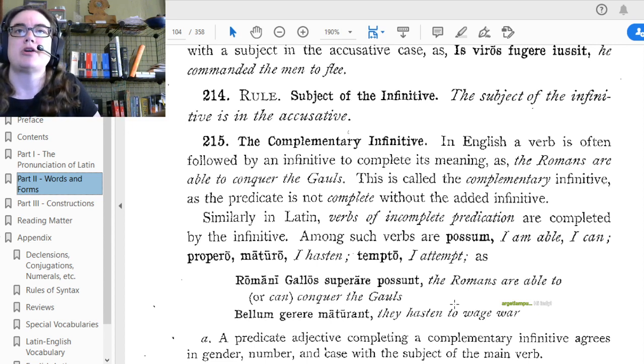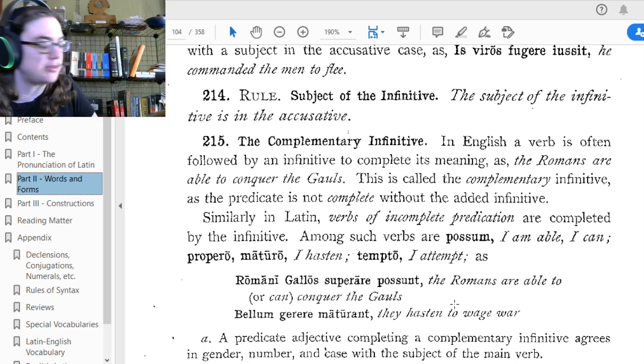Romani Gallo superare possunt. The Romans are able to conquer the Gauls, right? So in this case, we're not doing the accusative infinitive. The Romans are able Gauls to conquer, because the verb needs the infinitive for its meaning. So again, the infinitive can take both an accusative subject and an accusative object, depending on what's going on.